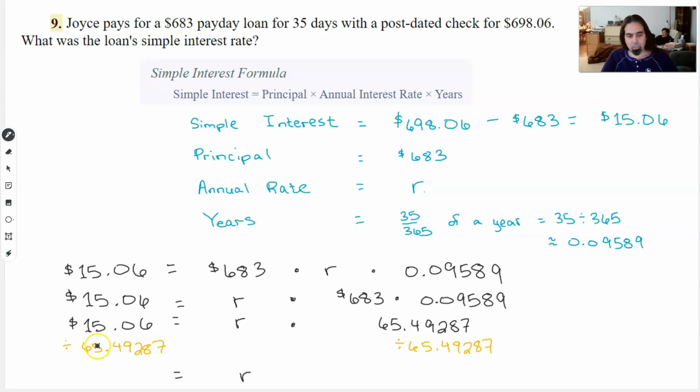We get about 0.23. Now 0.23 is a nice number, but we are asked to find a simple interest rate, which is traditionally a percent. So we're going to move the decimal point to the right 2 places. And we're done.